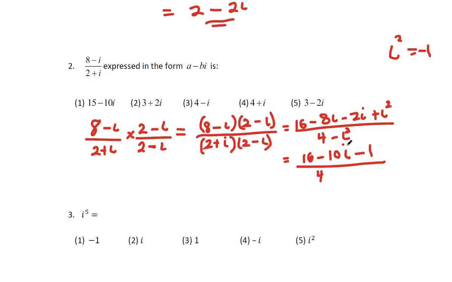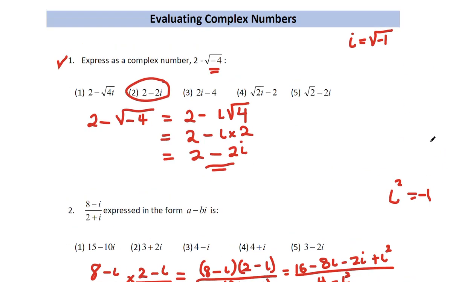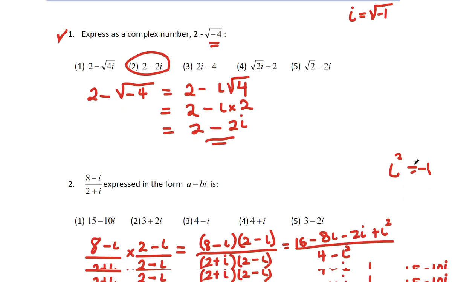Now again, remember that i squared is negative 1. So it's 4 minus minus 1. I'm replacing the i squared here with negative 1. Further simplifying this, we get 16. We can group like terms here. So 16 minus 1 here is going to be 15 minus 10i.